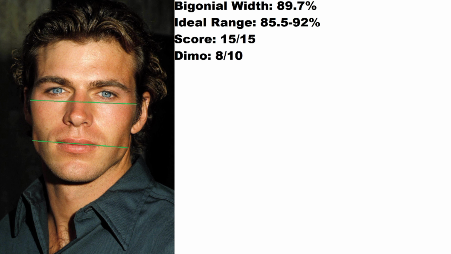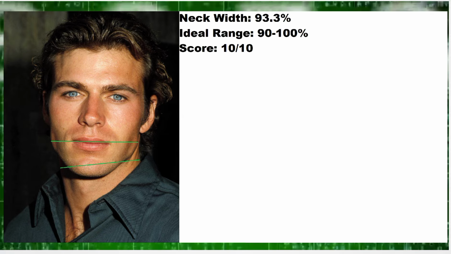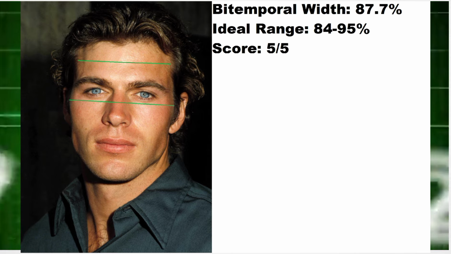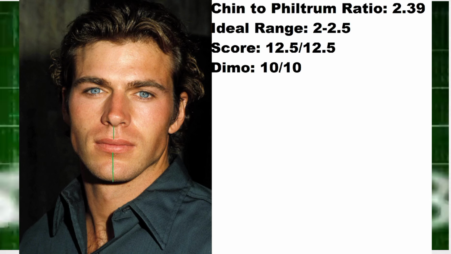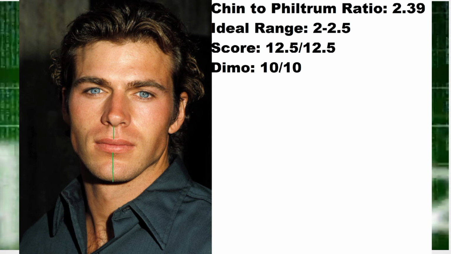His bigonial width is 89.7% of his zygomatic width. It is perfectly ideal, but it should be at least 90% to get the full dimorphism score. His neck width is 93.3%, which is perfect. His bitemporal width is 87.7% of his zygomatic width. His chin to philtrum ratio is 2.39, which is ideal and very masculine.